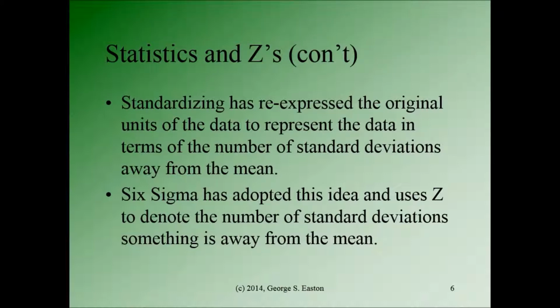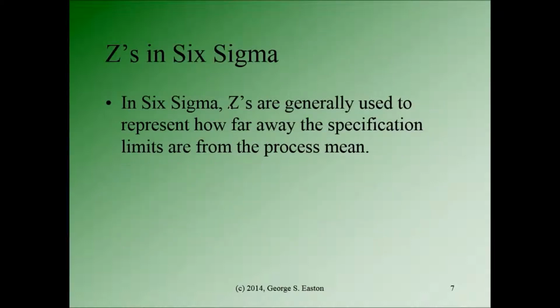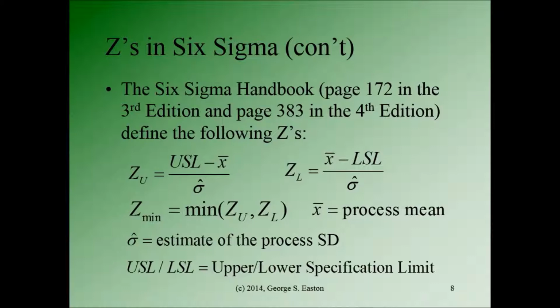Six Sigma has adopted this idea and uses Z to denote the number of standard deviations something is away from the mean. It's really looking at the units in terms of the number of standard deviations away from the mean. Specifically in Six Sigma, these Z's are generally used to represent how far away the specification limits are from the process mean. So what are the Z's in Six Sigma?